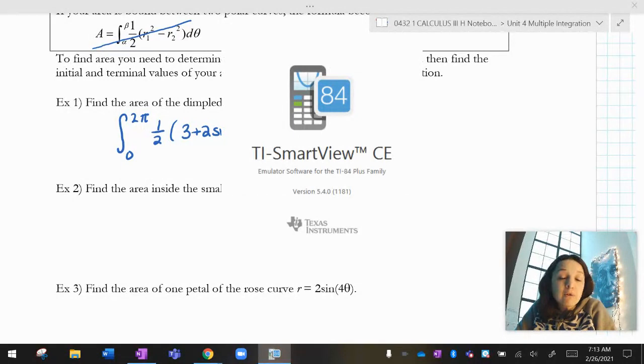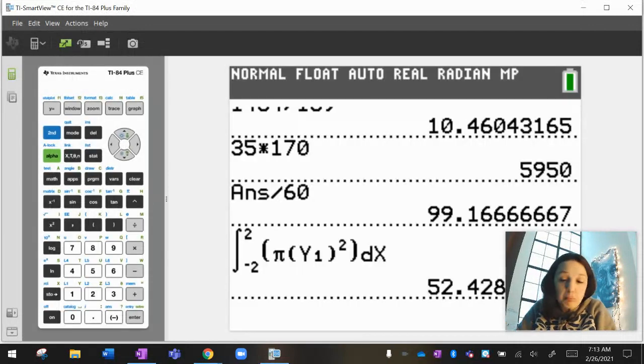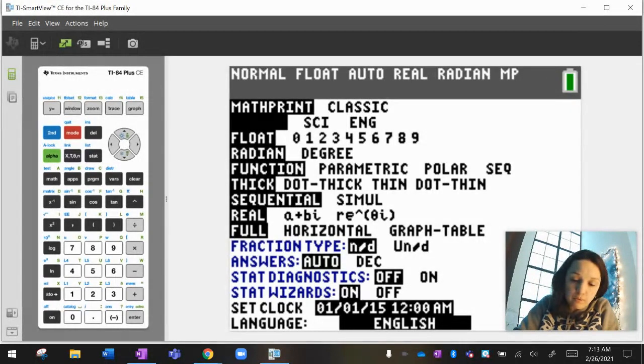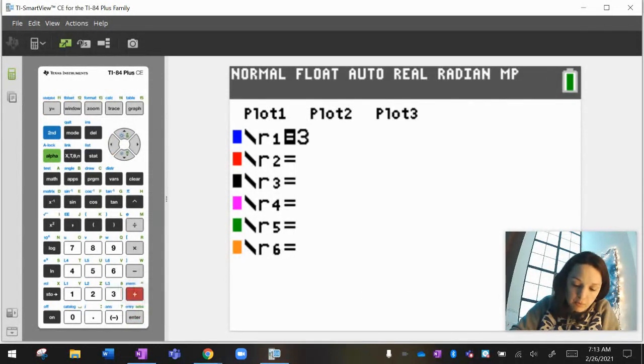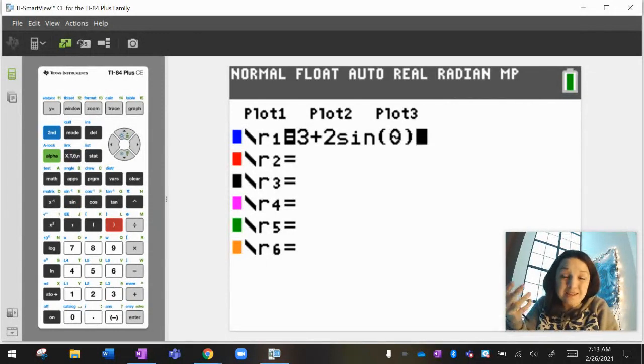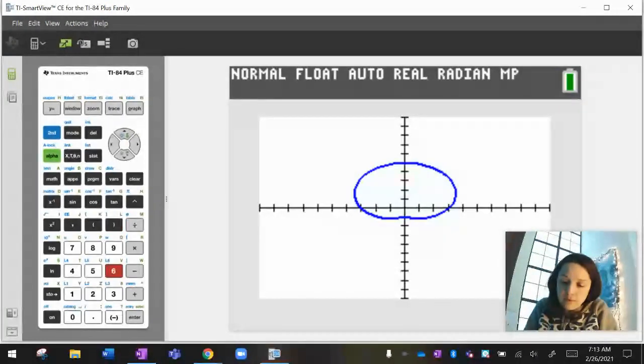Now, does your calculator need to be in polar to do polar integrals? The answer is no, but if you would like it to be, by all means. So I'm going to go over here to polar. Radians, degrees, function, polar, all right. And then I'm going to go to y equals 3 plus 2 sine theta. And now let me show you what I mean about graphing this to see how big your window needs to be. I'm going to zoom 6 this. And there's my dimpled limacon.